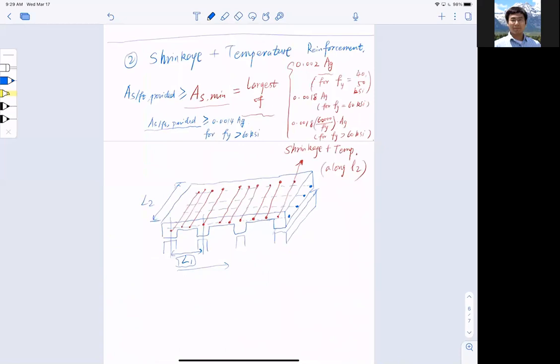The shrinkage and temperature reinforcement is mainly for freeze and thaws, expansions and all that, cracking and all that. So these are not structural reinforcement in a sense. They're more like a service reinforcement. Hence it is simpler to design for shrinkage and temperature. You just have to follow the code and you don't have to really calculate too much about it.